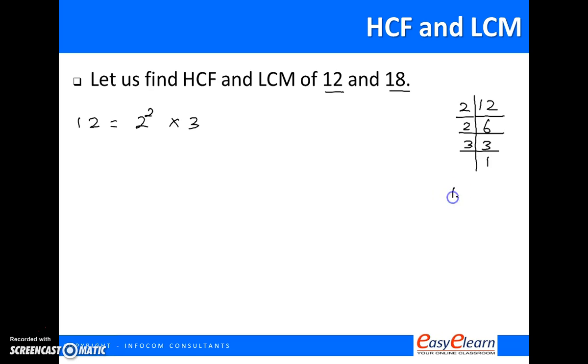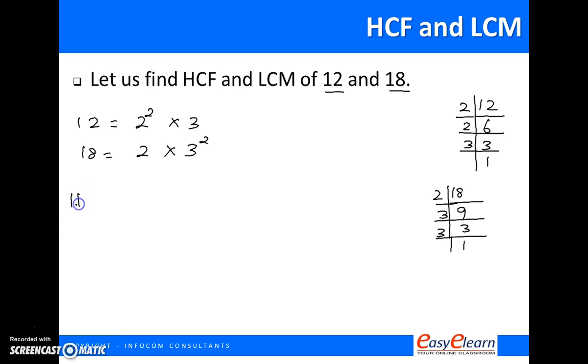So let's look at 18 now. 18 I can divide by 2, I get 9. 9 can be divided by 3, I get 3. 3 can be divided by 3, I get 1. So 18 can be written as 2 times 3 power 2. So we got it now. 2 is also a factor of 12, 3 is also a factor of 12, and we have written them in terms of prime factorization.